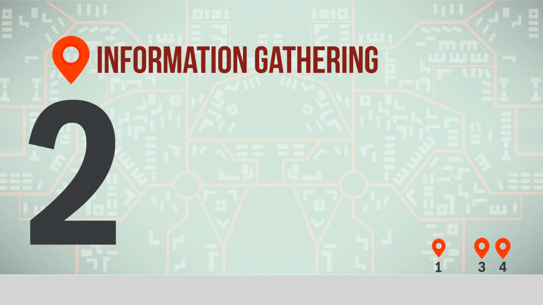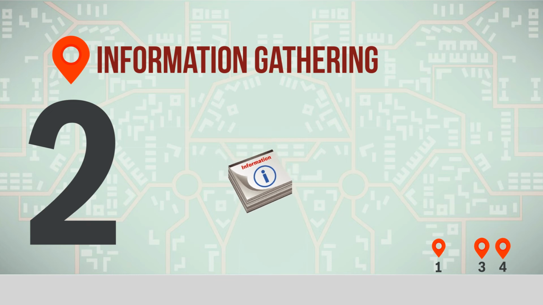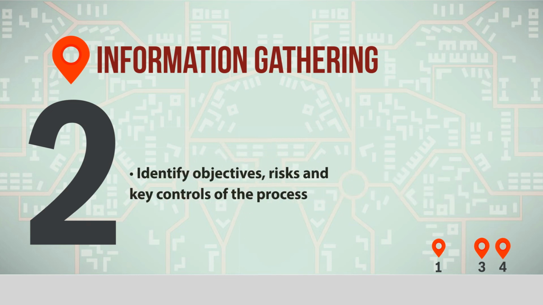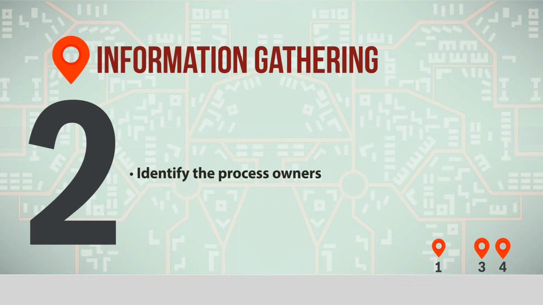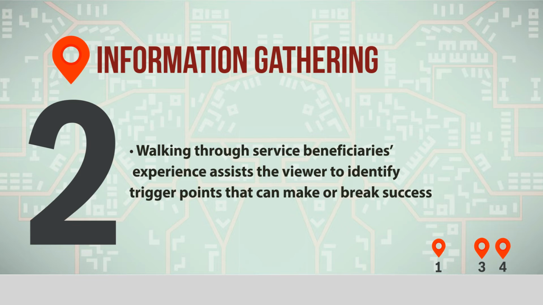Step 2. Information gathering. It is worth noting that there is a large volume of information that should be obtained before trying to learn the intricacies of a process, where you will need to identify objectives, risks, and key controls of the process, identify the process owners, obtain buy-in from process owners, identify bottlenecks for future redesign, identify beneficiaries' dissatisfaction with the process, identify obvious problems with the process. Walking through the service beneficiary's experience assists the viewer to identify trigger points that can make or break success.